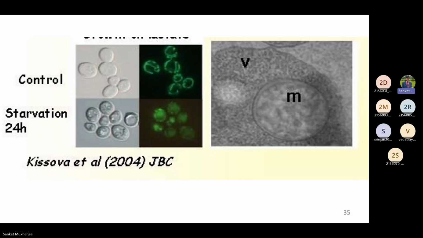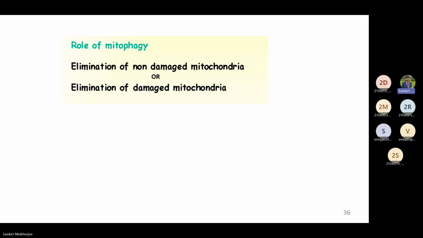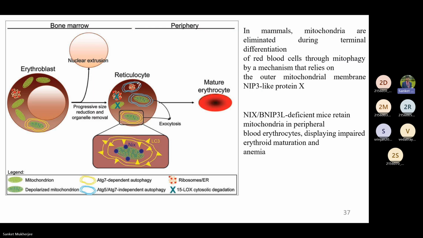Why is this important? As you can see in this figure, there's a reticulate phenotype of mitochondria in a control situation. But when there is starvation, it induces mitophagy. So that's why there is a diffused fluorescence. So the activity reduces essentially. So this is what we see. So what is the role of mitophagy? Non-damaged mitochondria or damaged mitochondria could be eliminated due to mitophagy. So we'll talk about it.